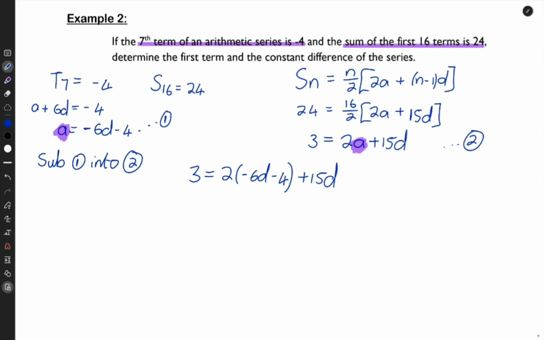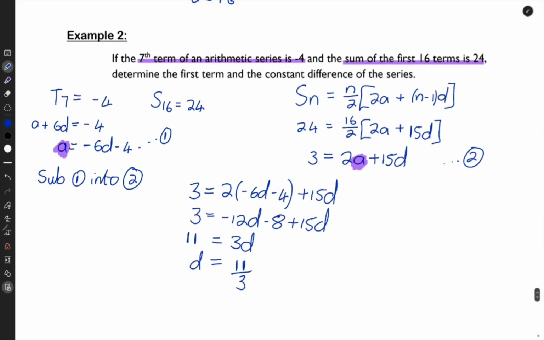Now I need to solve for d. First thing, I'm going to distribute into the bracket. So minus 12d minus 8 plus 15d. My biggest d is on the right, so I'm just going to keep them, and I'm going to move the 8. So 3 plus 8 is going to give me 11, and this is going to be 3d. Therefore, d would be equal to 11 over 3. It's not a nice answer, but it's an answer, so I need to go with it. I know my algebra is correct, so this must be the answer.